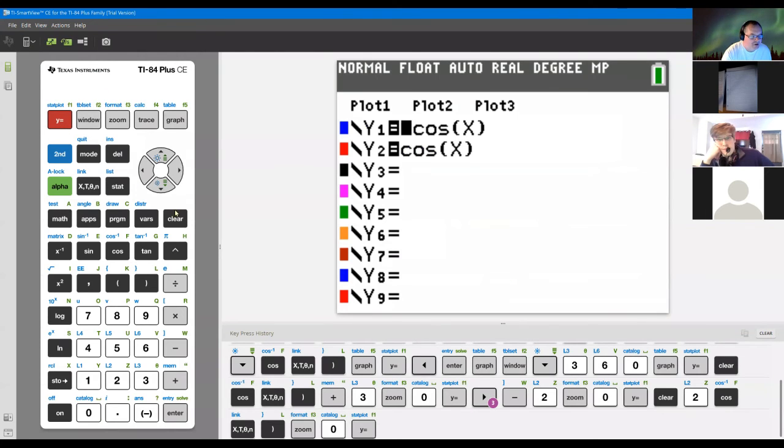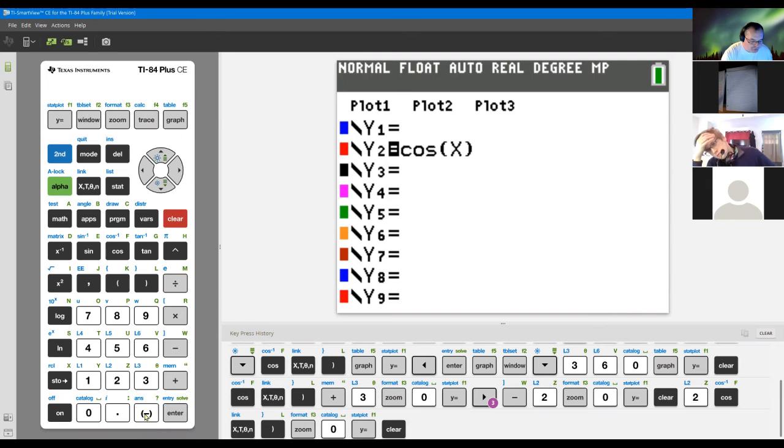Now, I won't go through the next one, but if I change the 2 to a half cosine x, wouldn't that have the effect of a vertical shrink of a half? Right, 2 cosine x, vertical stretch. A half, vertical shrink. Right? But this one, how about this one?